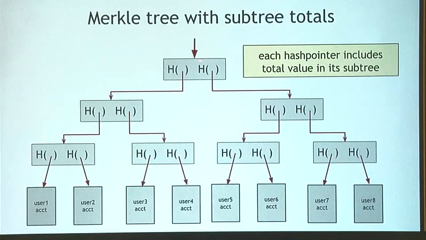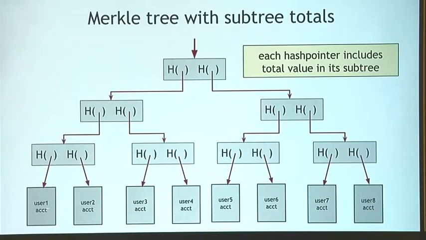Now we're going to add to each one of these hash pointers another field or attribute. So we're going to add to each hash pointer a total value, that is a total monetary value in Bitcoins of all of the things that are underneath that hash pointer in the tree. So for example, this hash pointer here would be tagged with the total value in this entire left subtree.